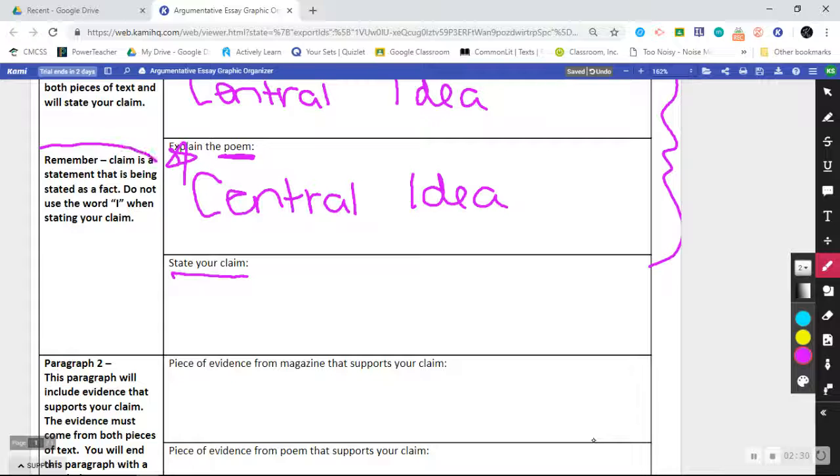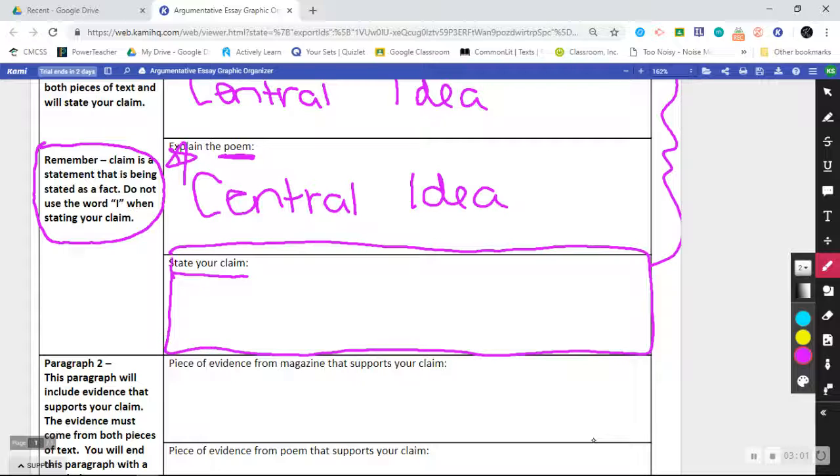Notice this important piece of information right here. A claim is a statement that is being stated as a fact. Do not use the word I when stating your claim. So do not say, I believe that, and then finish the phrase. Don't put the I believe that. Just start off right away: cell phones have changed humans because, or however you want to word it. But that needs to go right here in this box.